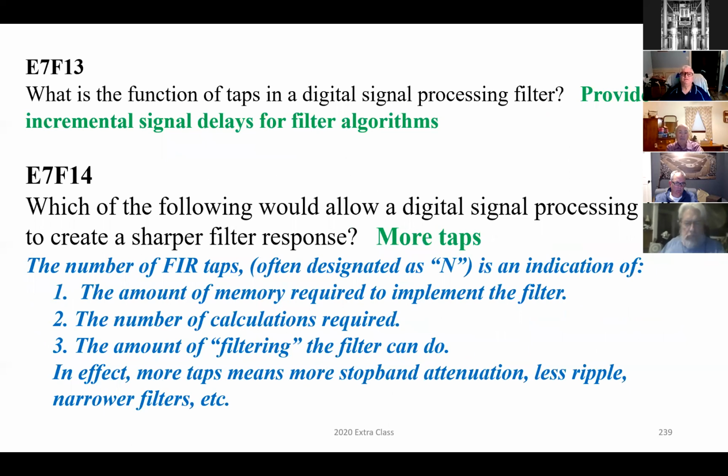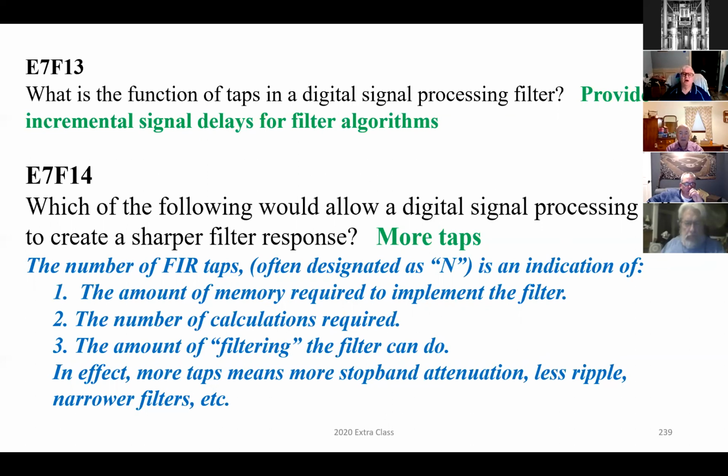Okay, what is the function of taps in a digital signal processing filter? They provide incremental signal delays for filter algorithms. Which of the following would allow a digital signal processing filter to create a sharper filter response? It would be more taps.